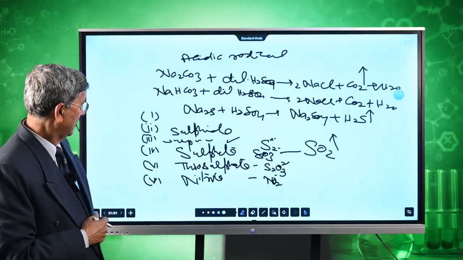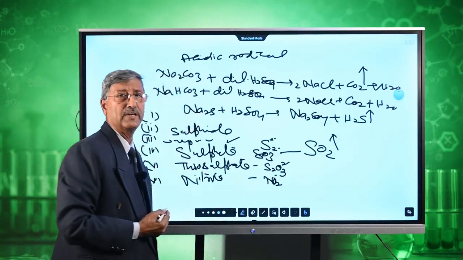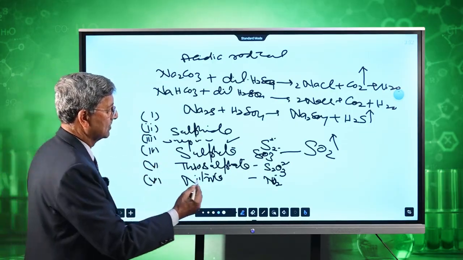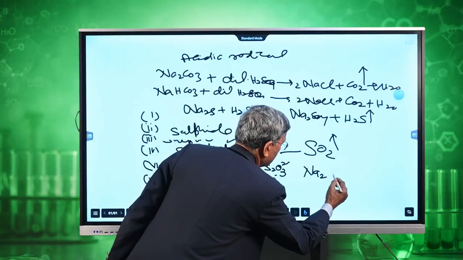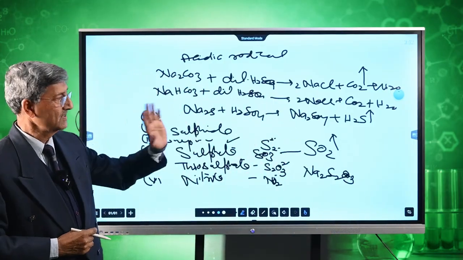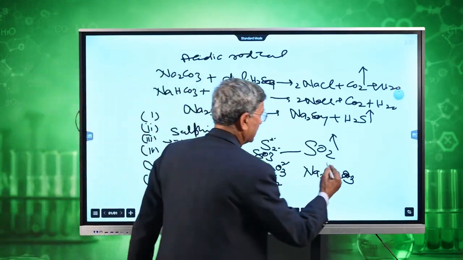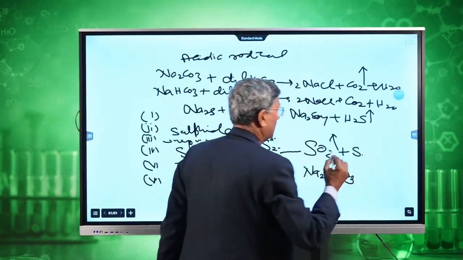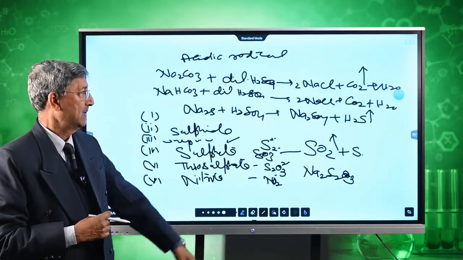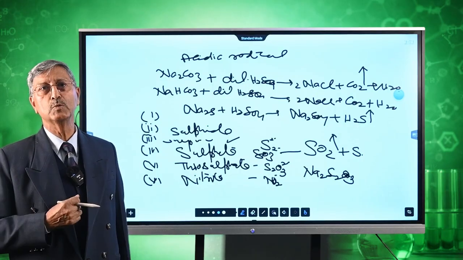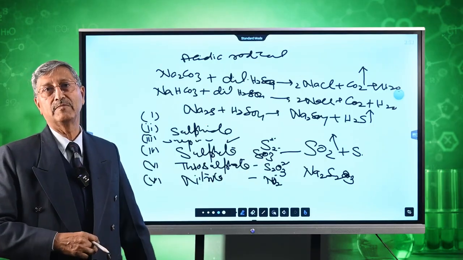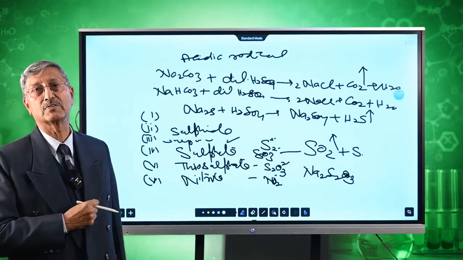Then in case of thiosulfate, when we treat any thiosulfate salt, say sodium thiosulfate, with dilute H2SO4, again we'll be getting sulfur dioxide gas. But apart from sulfur dioxide gas, sulfur will also be liberated and precipitated in the test tube. Gas is coming out, but there will be a yellow deposition of sulfur there. Then we'll come to know that this is from thiosulfate.